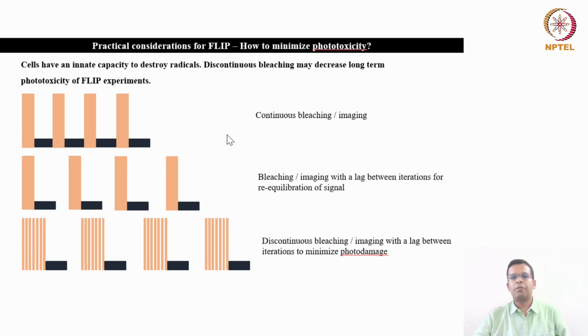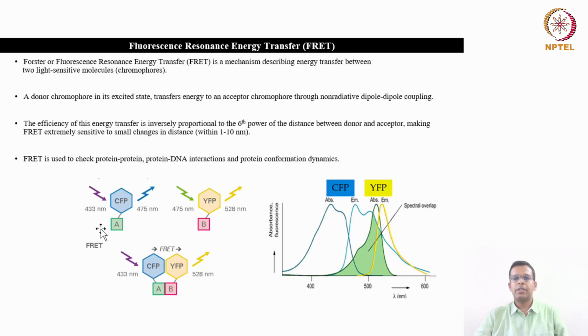So this is all about FLIP, and now let us move on to the next method, which is known as FRET analysis. FRET stands for fluorescence resonance energy transfer, or Förster resonance energy transfer. This is a mechanism describing energy transfer between two light-sensitive molecules, which are the chromophores. A donor chromophore in the excited state transfers energy to the acceptor chromophore through non-radiative dipole-dipole coupling.